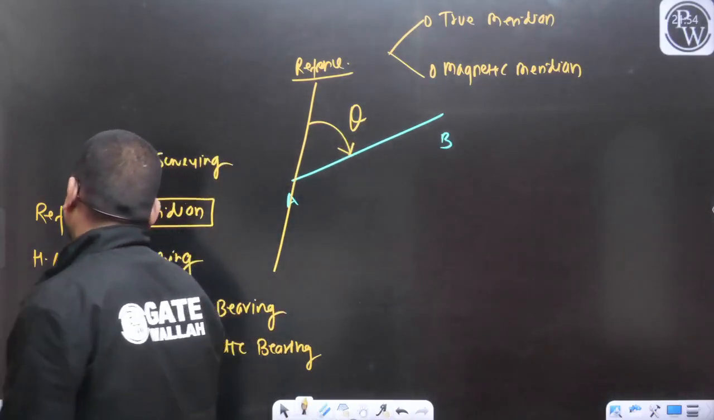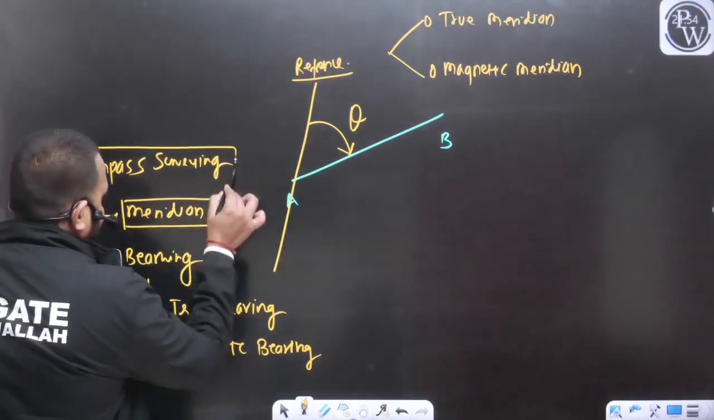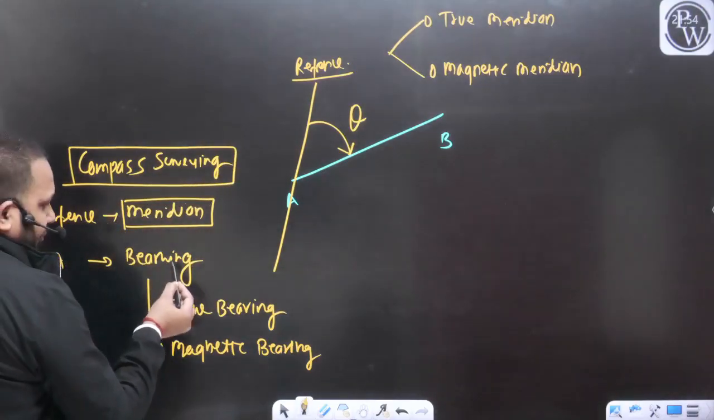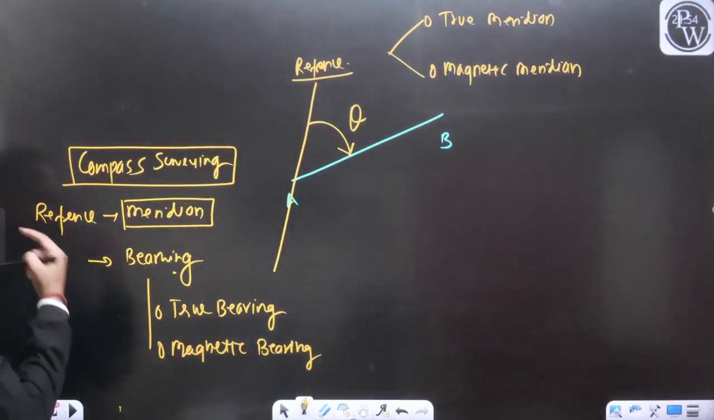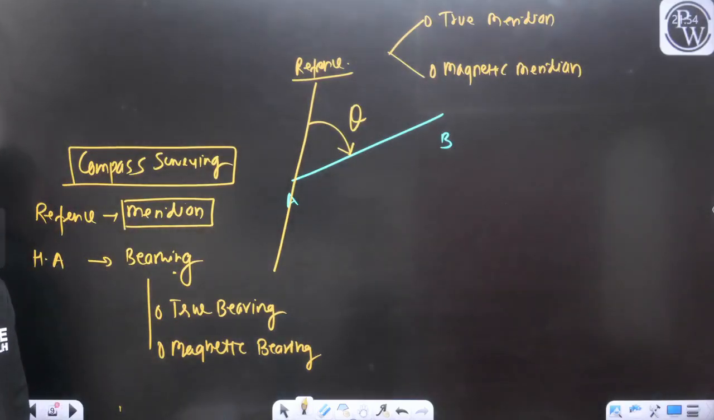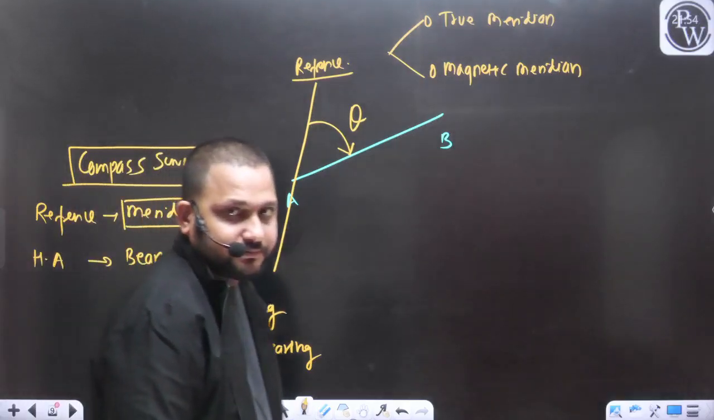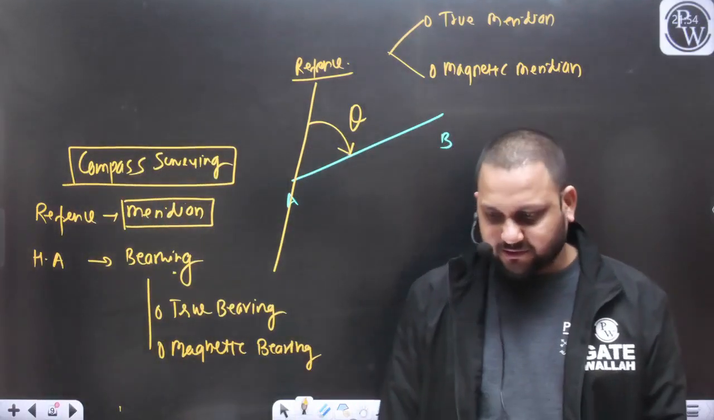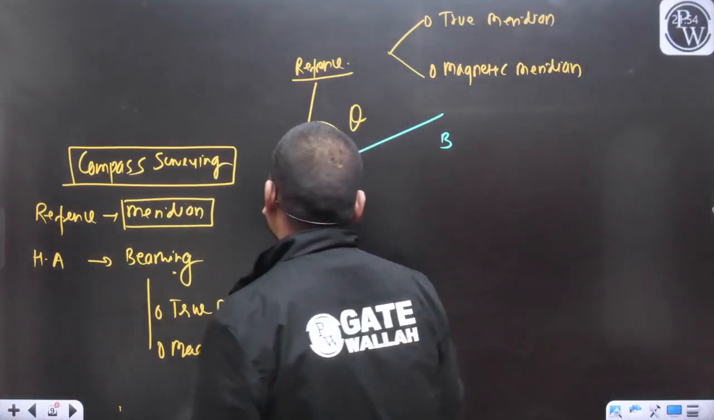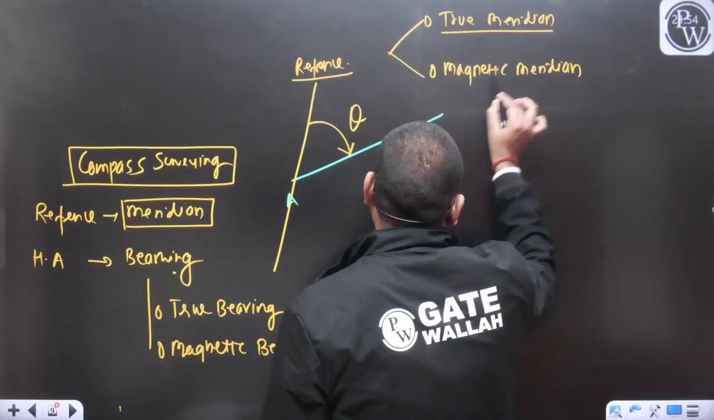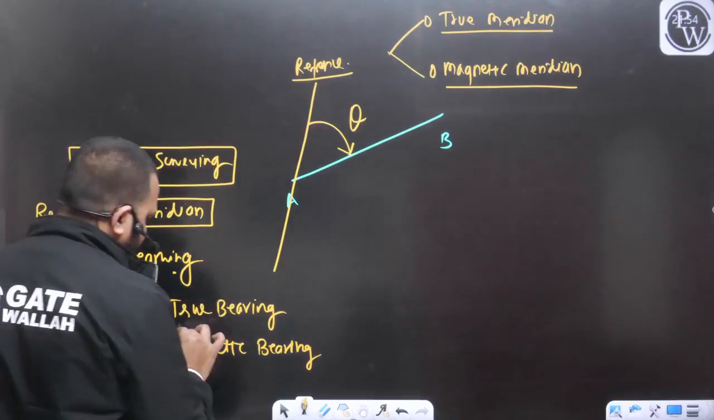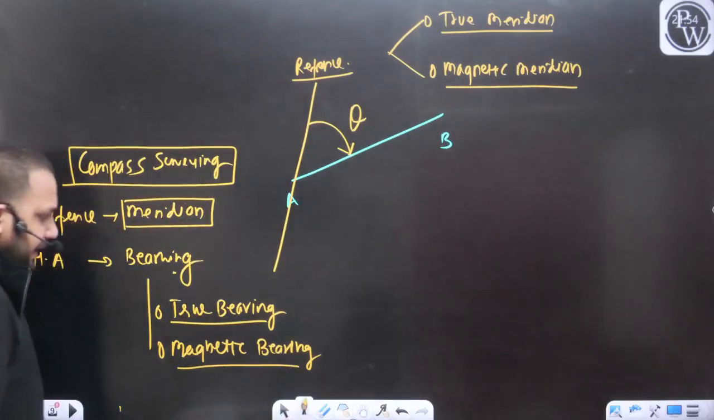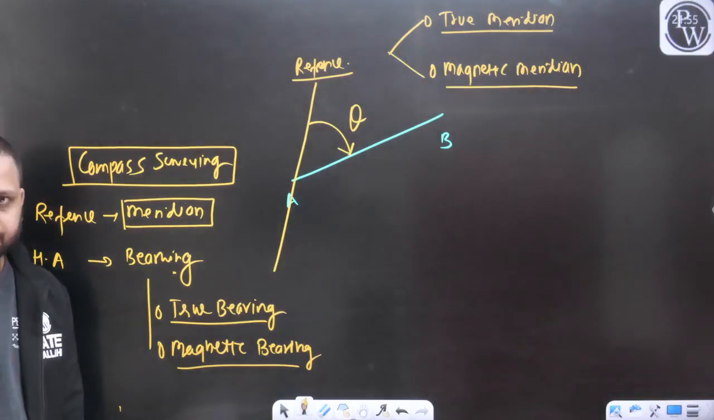So, as of now, we have discussed that in compass surveying, our objective is to measure the bearing. For bearing, for angle measurement, we require a reference, and that reference we will consider as the meridian. Now there are two types of meridian: one is the true meridian, another is the magnetic meridian. Similarly, there are two types of bearing: the true bearing and the magnetic bearing.